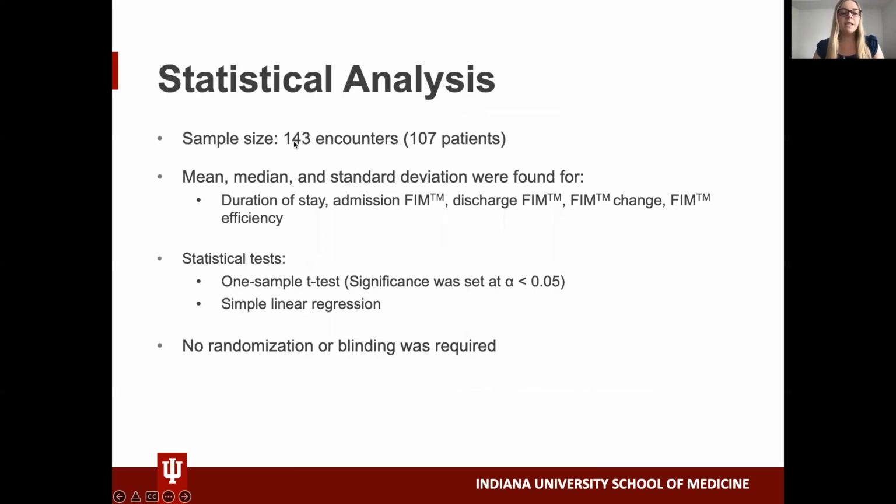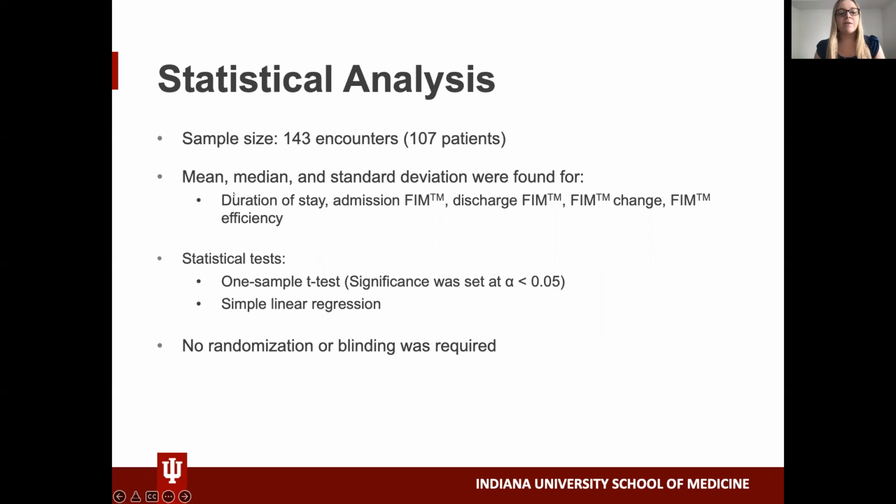So for our statistical analysis, our sample size was 143 encounters consisting of 107 patients. These two numbers aren't the same because we did have some patients that had an interrupted stay at rehabilitation, where they had to return to acute care due to complications and then return back to rehabilitation. So that would be one patient, but count as 2 different encounters.